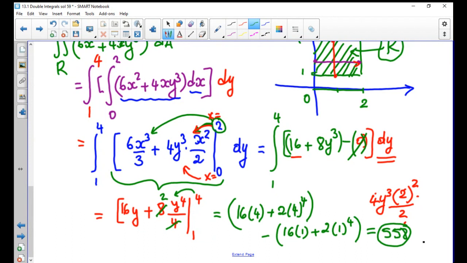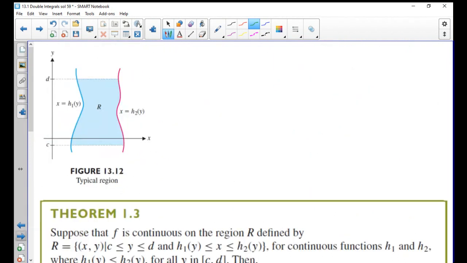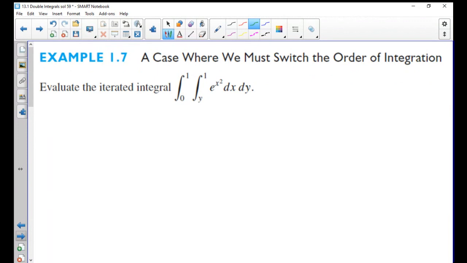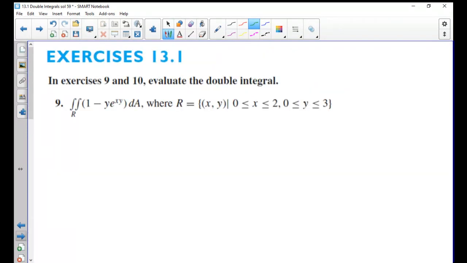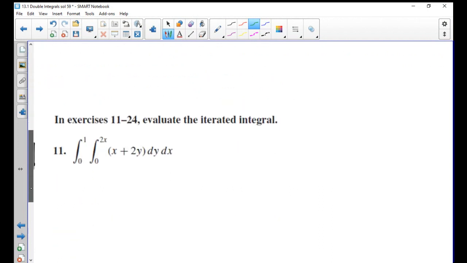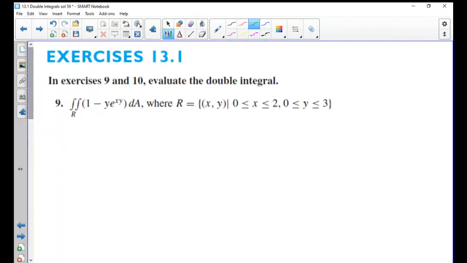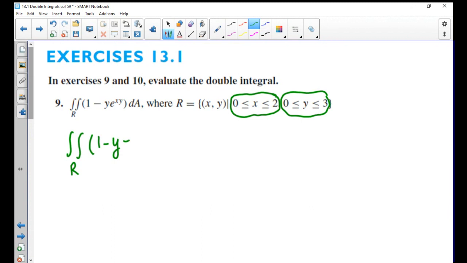All right, before I go on, let me do another example. Perhaps I will go to the end, and I want to do one other example. Here is an example which is similar. This time the region is x goes from 0 to 2, y goes from 0 to 3. So I want to find the double integral of 1 minus y e^(xy) dA.